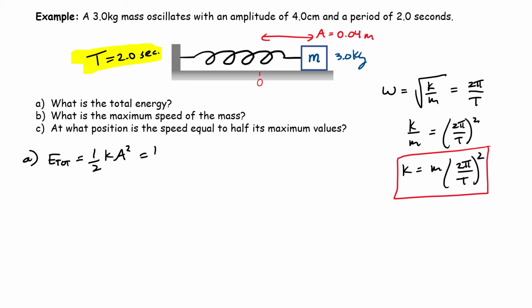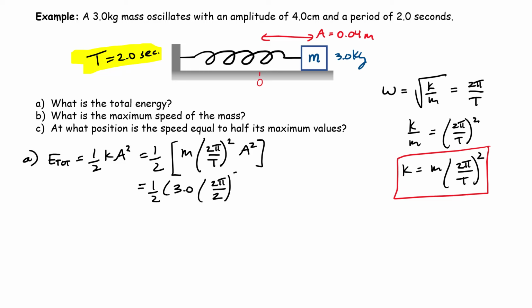So what I'm going to do here at the end is substitute this entire expression for k. So it's 1/2 m, times 2 pi divided by the period, squared, and now multiplied by the amplitude squared. Now we'll put in all the numbers. You get 1/2, the mass was 3 kilograms, 2 pi divided by the period, which is 2, square that, and now 0.04, and square that. We put that in the calculator, and we get something around 2.37 times 10 to the minus 2 joules. That's the total energy.